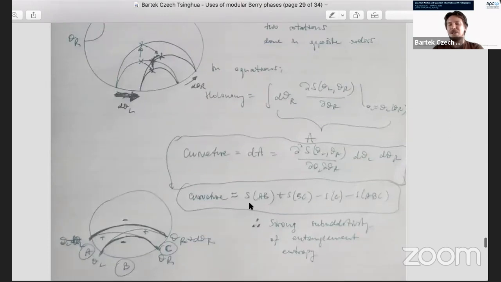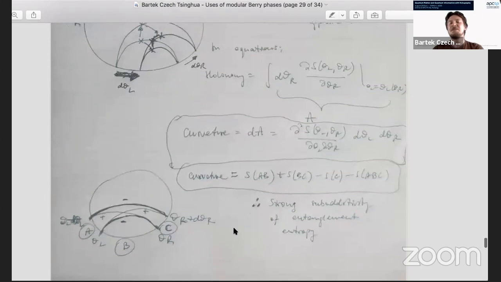And so what we're learning here as a bonus is a statement that the length of any curve in the bulk of AdS can be computed as an integral of this curvature 2-form, and the curvature 2-form is nothing but strong subadditivity of entanglement entropy. It's a quantity which is always positive and which has some information theoretic meaning. So this gives us a quantum information theoretic interpretation of lengths of curves.